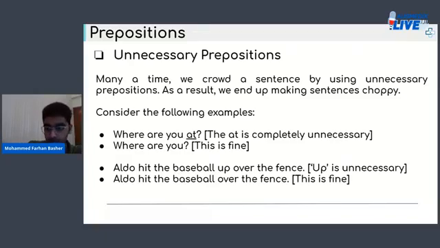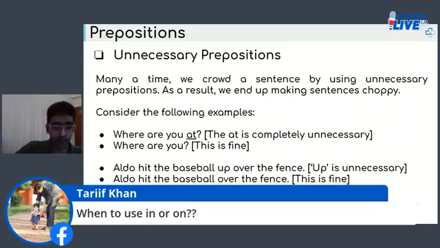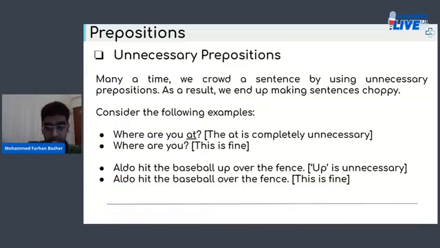Okay? All right, we have a query here from Tarif Khan. He wants to know when to use in and when to use on. Like I said, you use in when you are inside of something. For example, you're inside a hall room, a room, a building. So you say, I'm in this building, right? Or I'm in this room.